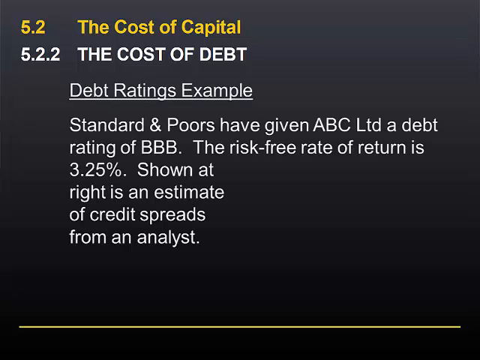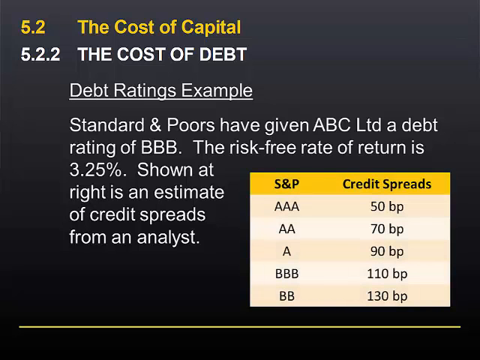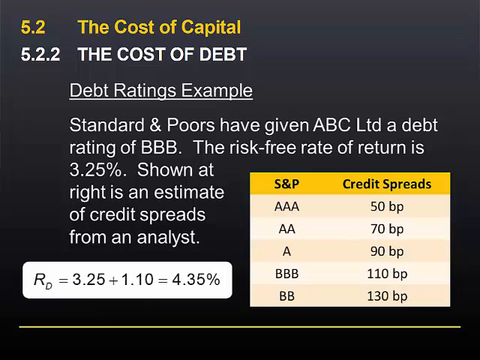Standard & Poor's have given ABC Limited a debt rating of BBB. The risk-free rate of return is 3.25%. Shown here is an estimate of credit spreads from an analyst. What is ABC's cost of debt? We take the risk-free rate of return, 3.25%, and add 110 basis points, or 1.1%, giving us a cost of debt of 4.35%.